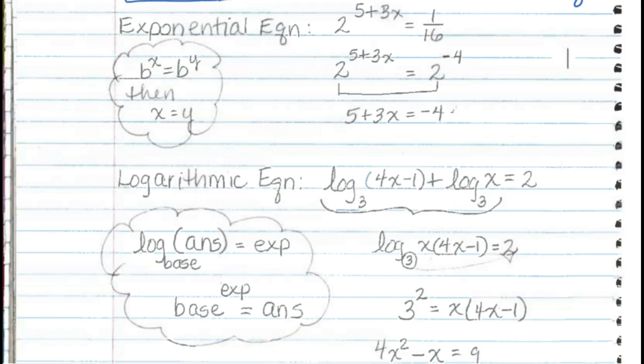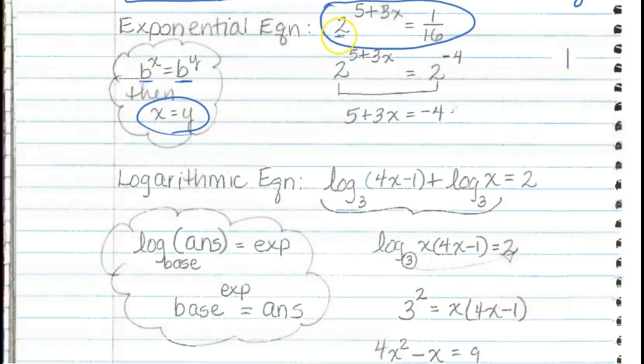The last two types of equations I want to discuss are exponential equations and logarithmic equations. They go hand in hand because they are inverses of each other. So let's first talk about exponential equations. So let's say we have something that looks like this. Well, one of the easiest ways to solve is that if we have the same base, then we can say that the exponents are equal to each other. This is one of our properties of exponents.